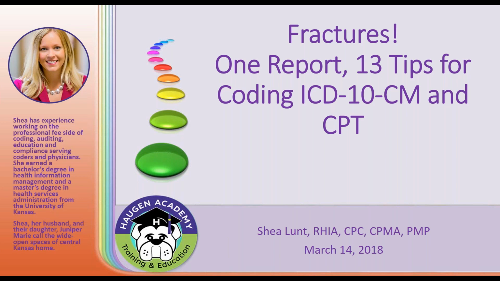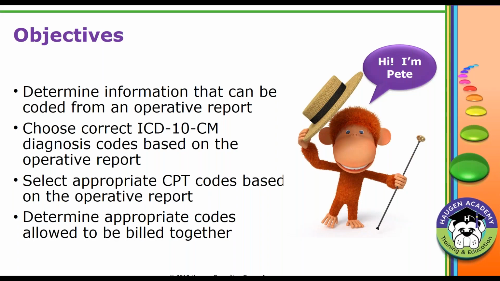Today we're going to go over an op report. When we read an op report, as coders, we are looking at a challenging piece of information. We're going to make numerous decisions, and we have to know rules, resources, and current advice in order to make the right choices. In this webinar, we're going to look at an op report for a repair of a traumatic fracture, and walk through the information. By the end, you can determine information that can be coded, choose the correct ICD-10 CM codes and the correct CPT codes, and we'll look at what codes are allowed to be built together as well.